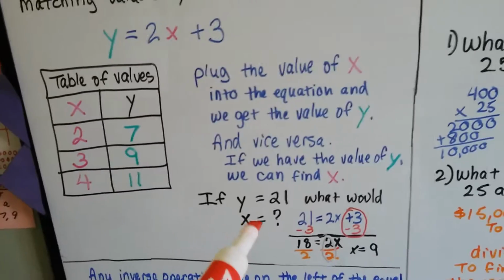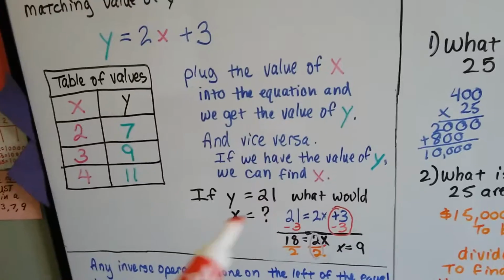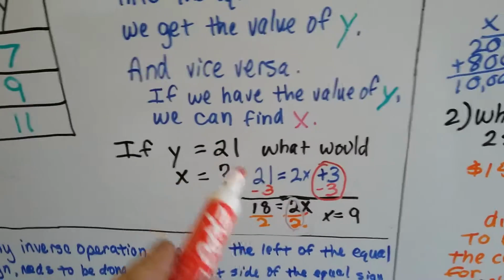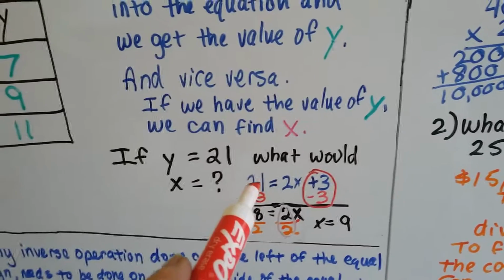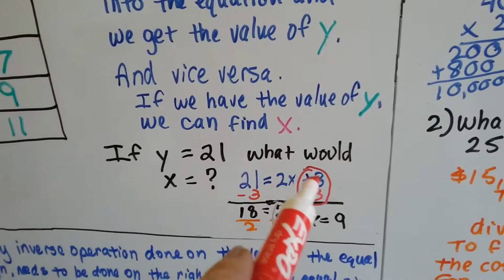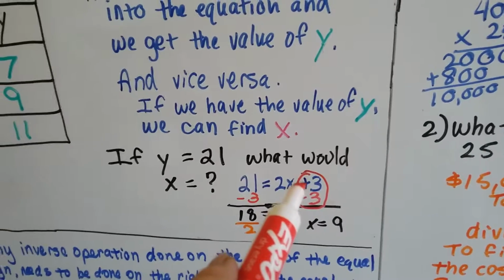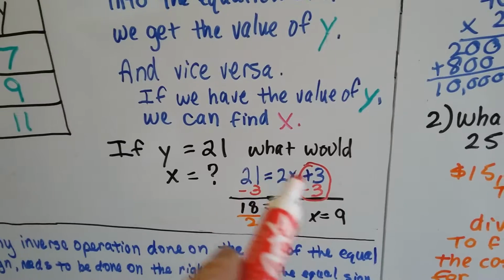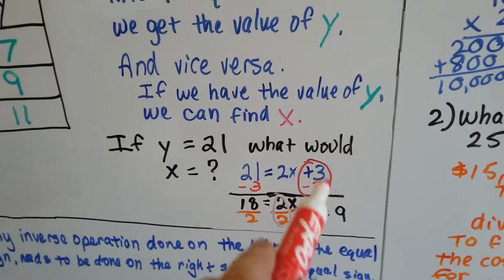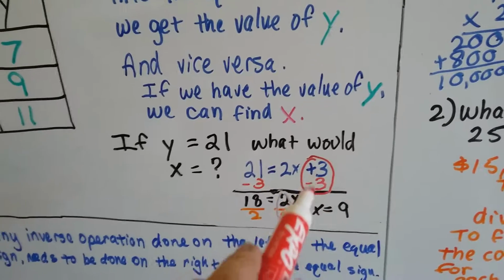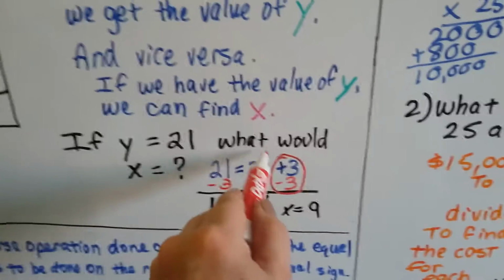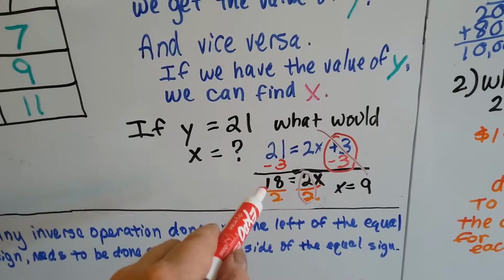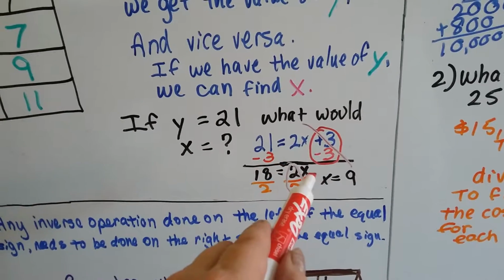So if we have the value of y, say it was 21, we could find out the value of x. All we have to do is plug the 21 in where the y was, and we would have 21 equals 2x plus 3. Because it's plus 3, the opposite is subtraction, so we subtract 3 as the inverse operation from each side of the equal sign to discard this 3. Plus 3 minus 3 equals 0, and now that's gone. Now 21 minus 3 equals 18, and we end up with 18 equals 2x.